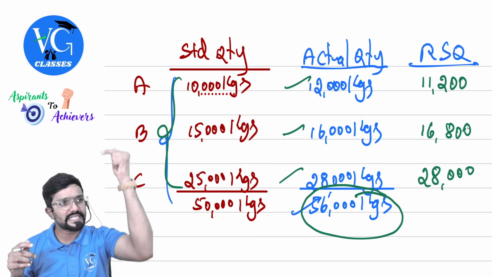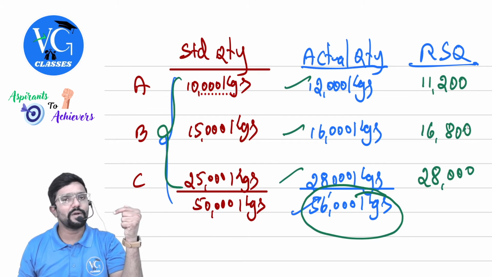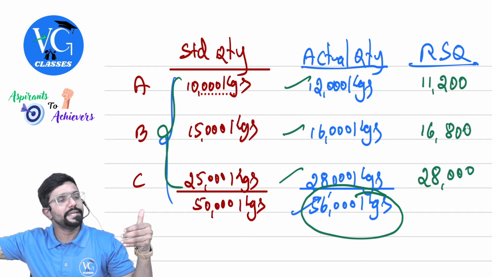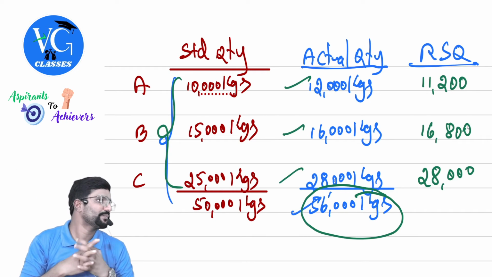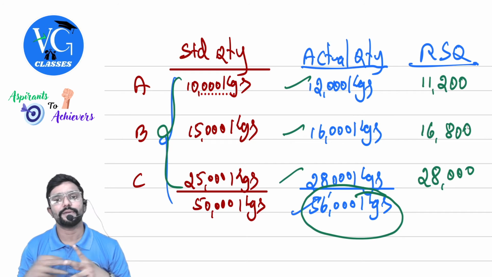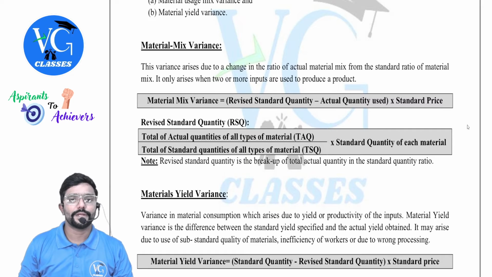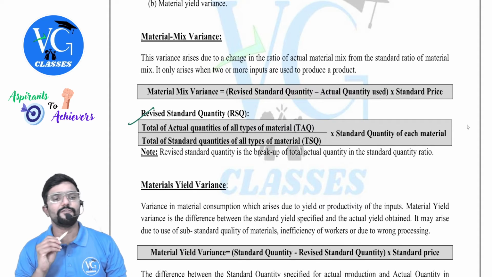Actual quantity in standard quantity ratio. This is what you are supposed to use, minus what you actually use, into standard price. Clear? You can observe, I have also given it in the form of a formula.